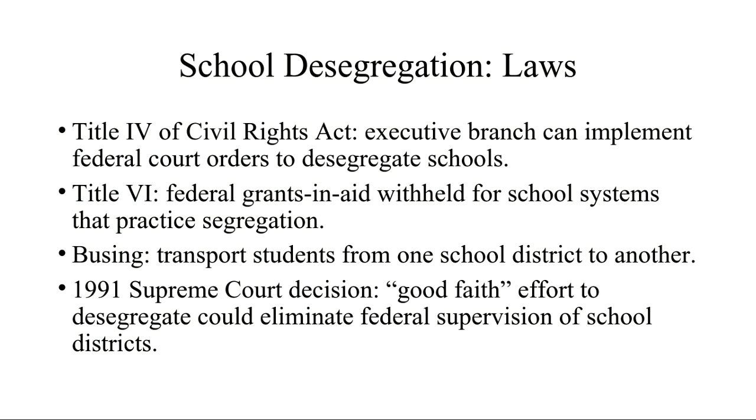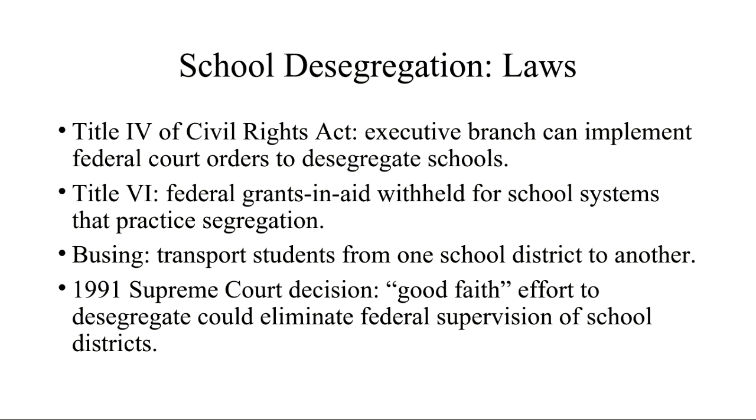Okay, so to deal with school desegregation, to support the Brown decision, Title IV of the Civil Rights Act gives the executive branch the right to implement a court order for desegregation. So instead of having to wait for parents to complain, for individual complaints, the federal government could supervise the schools and say, are you complying with Brown? Are you complying with the Civil Rights Act? Are you doing what we're telling you to do? So parents no longer had to file complaints. The federal government came in and said, we're going to fix this.